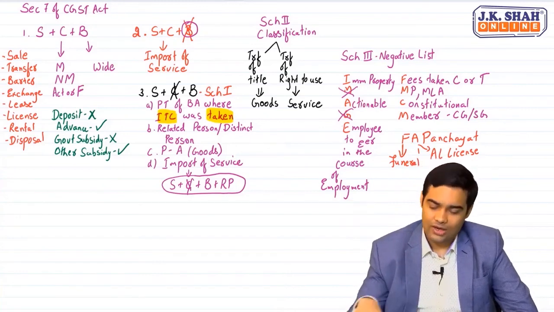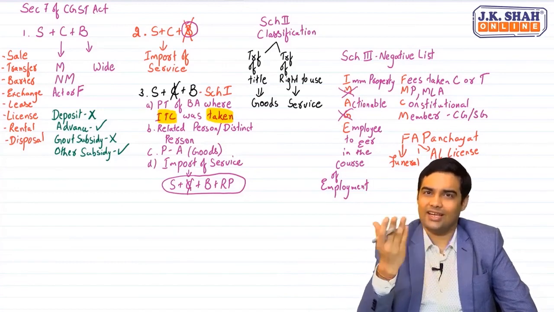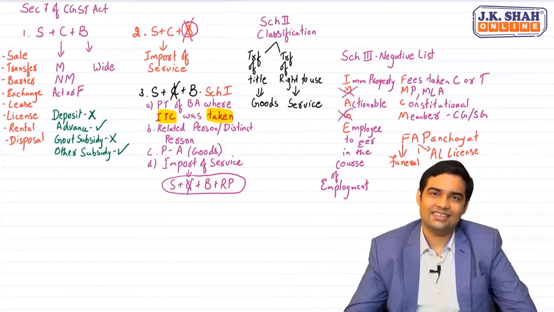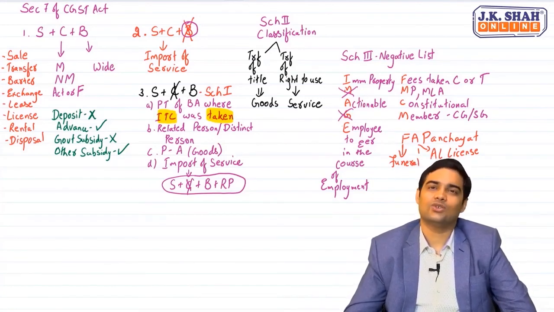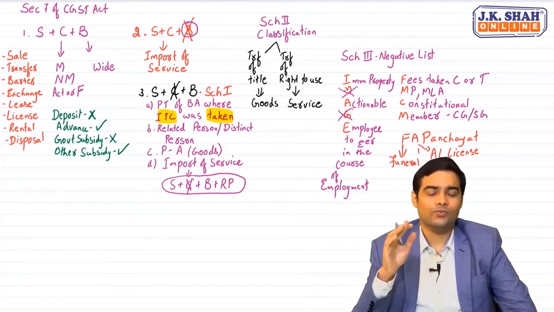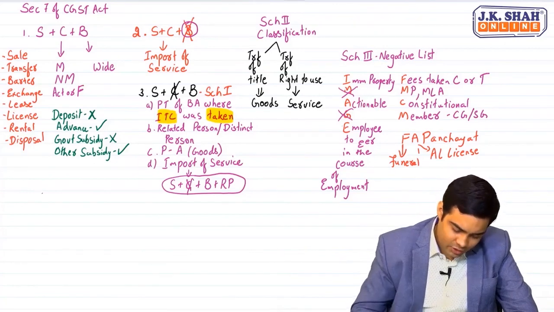And finally, you have FAP, funeral, burial, crematorium, mortuary, including transportation of deceased, all that. Second, alcoholic liquor license, fee collected by state government. And finally, functions entrusted to the panchayat under Article 243G of the Constitution. Okay. Now, once we are clear with section 7, it's very important to know section 8, which deals with composite supply and mixed supply.